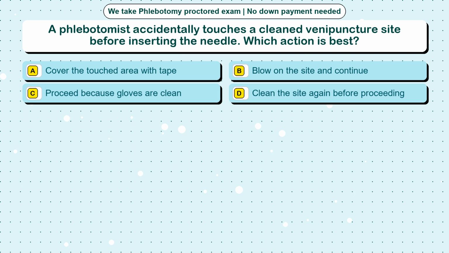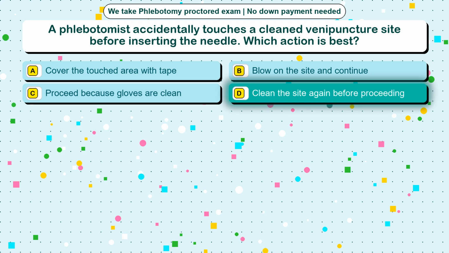Question 76. A phlebotomist accidentally touches a cleaned venipuncture site before inserting the needle. Which action is best? Option A, cover the touched area with tape. Option B, blow on the site and continue. Option C, proceed because gloves are clean. Option D, clean the site again before proceeding.